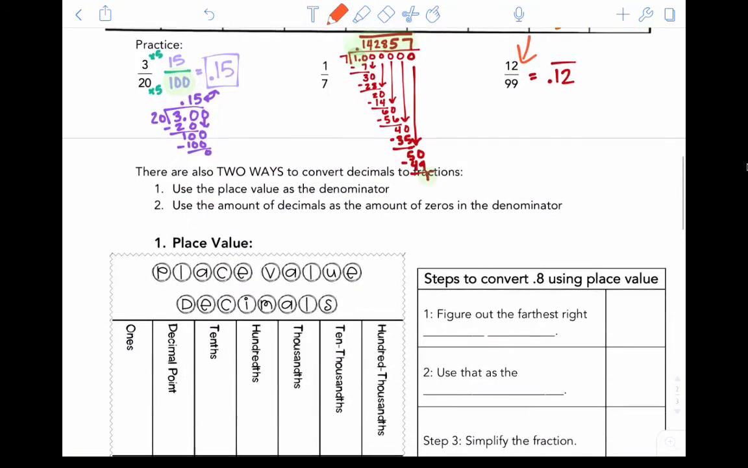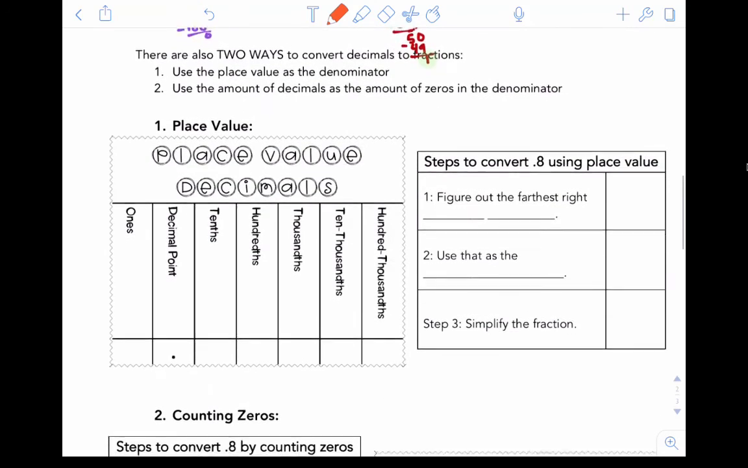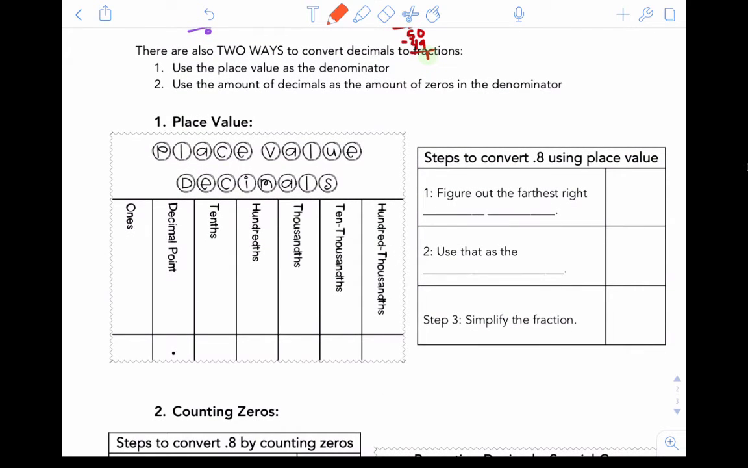Go ahead and flip your paper over now, and we're going to work on the back side of this, which is converting decimals to fractions. Just like there are 2 ways to convert fractions to decimals, there are also 2 ways to convert decimals to fractions. The first way is to use the place value as the denominator. The second way is to use the amount of decimals as the amount of zeros in the denominator. On these 2 ways, you're actually doing the same thing. It's just thinking about it differently.